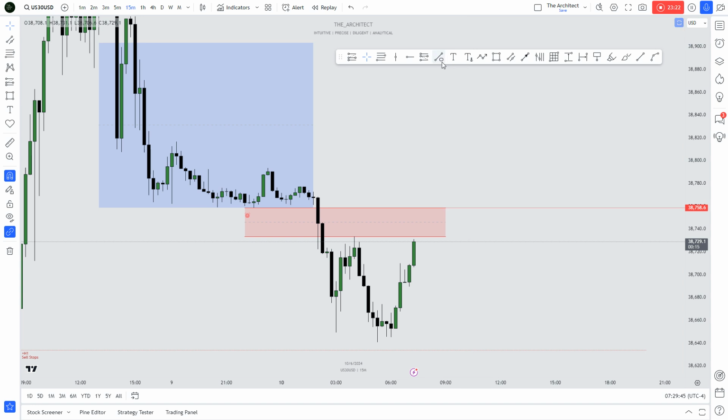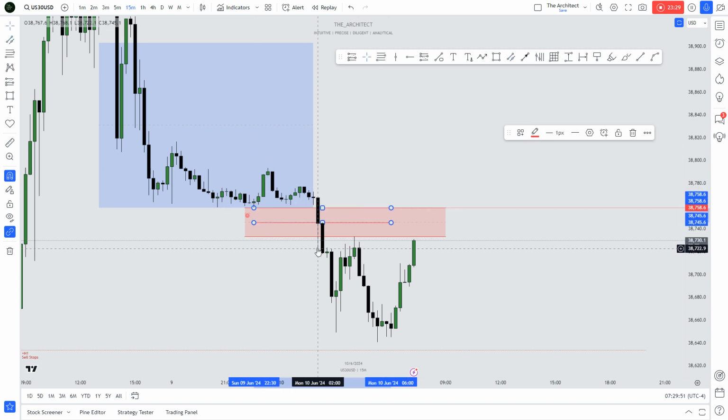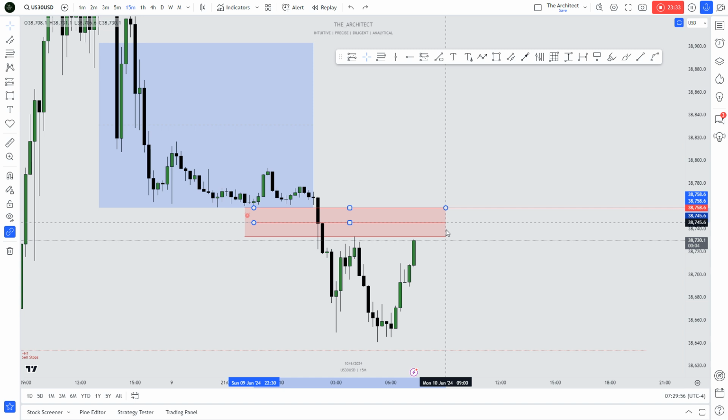Efficient price action on the M15. What do we see? That's the last point buy side was introduced. This is the last point buy side was introduced. What's that? Fair value gap. So we'd like to see price fill that.